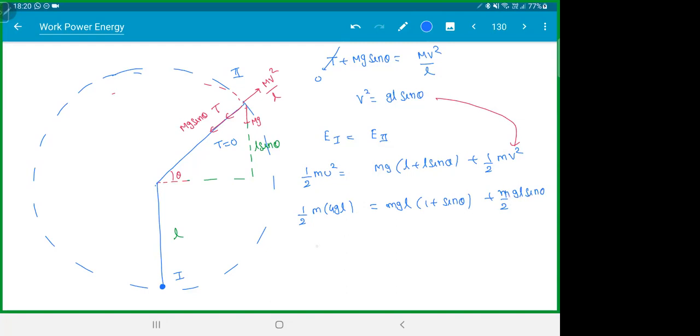mgL cancels everywhere. You end up with 2(1 plus sin theta) is equal to half sin theta. Sin theta is 2 by 3. And v square is equal to 2 by 3 gL. Please check the steps.